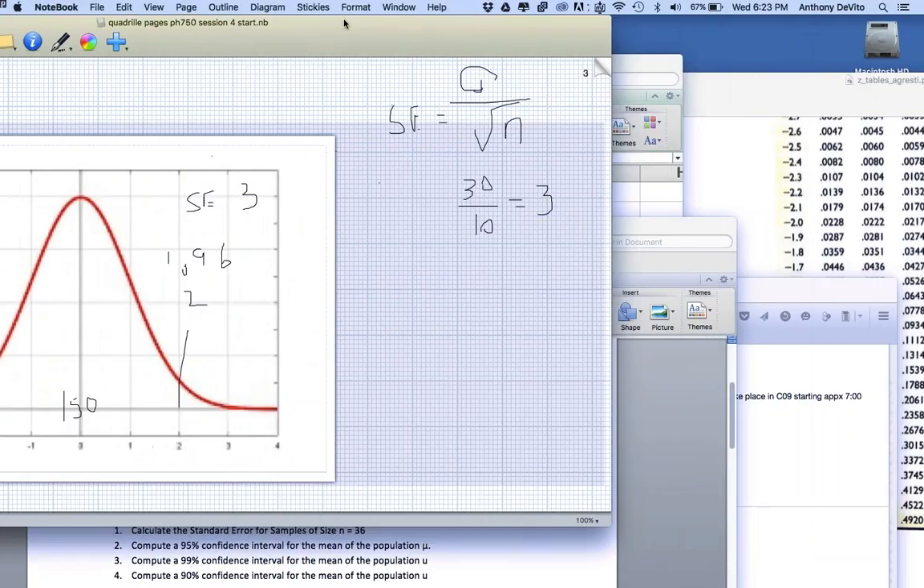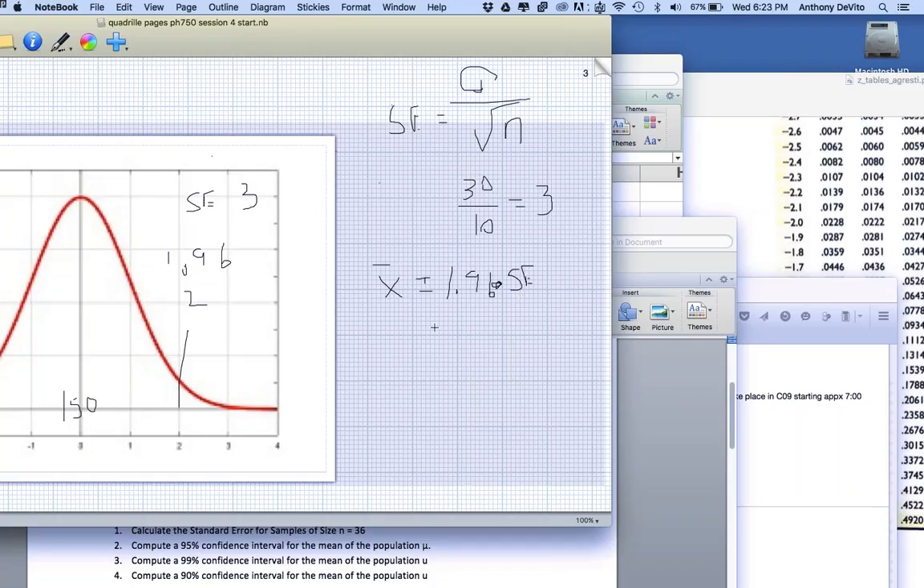In order to compute the confidence interval, I'm going to take my mean, which I just calculated, x bar, and I'm going to add or subtract, I'm going to do it both ways, 1.96 times the standard error. In other words, if the standard error is 3, I'm going to subtract 6 from the mean I calculated and add 6 to the mean I calculated.